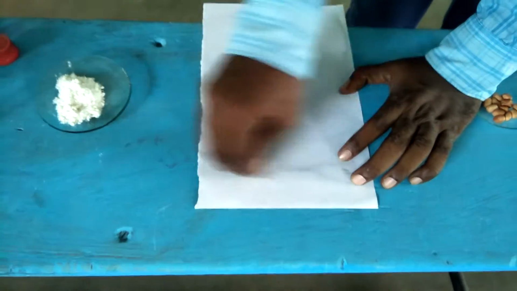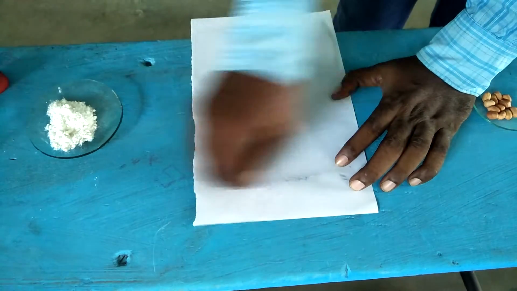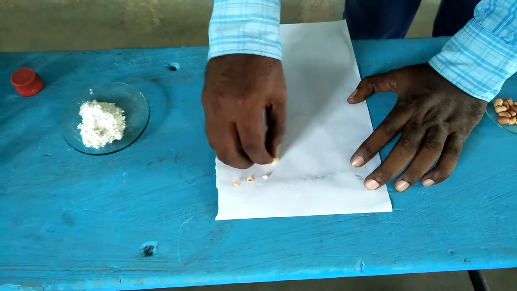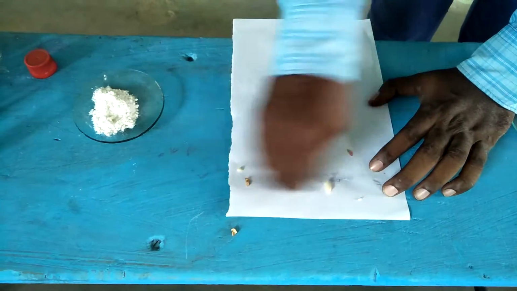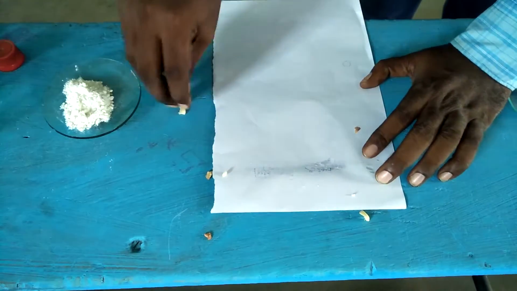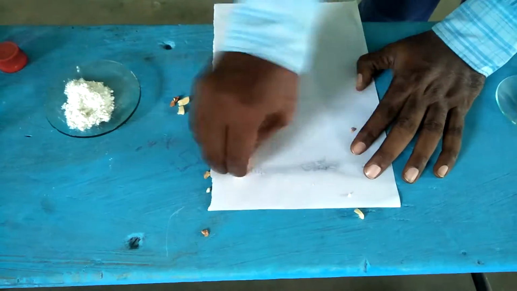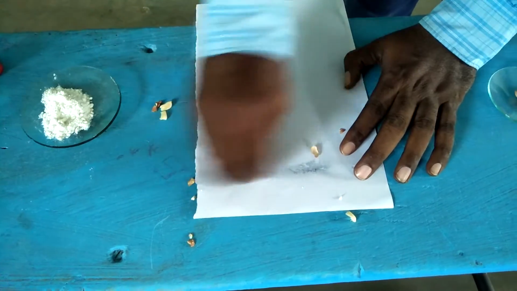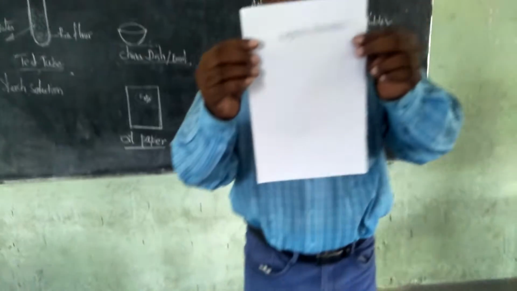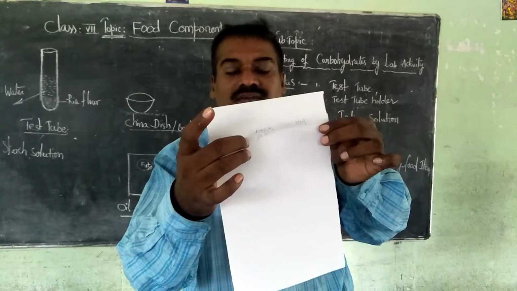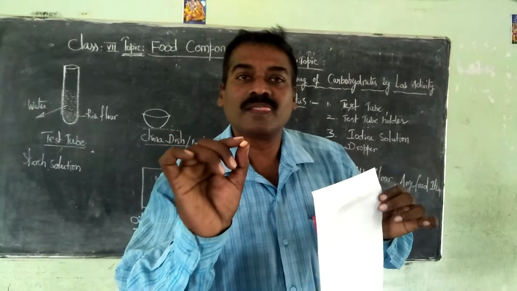Well, let us see and identify very clearly how it appears. See, after several rubbings, we can identify a transparent appearance. See, the letters slowly appear. That means the transparent appearance indicates that the selected food material, the groundnut, contains fats.